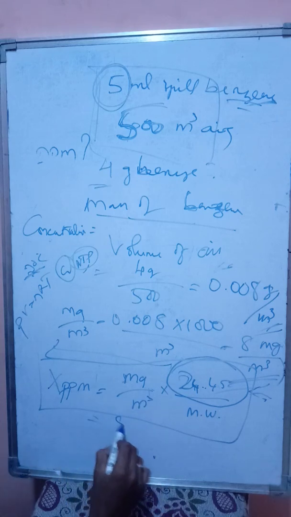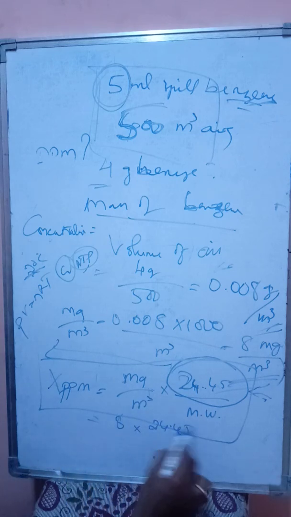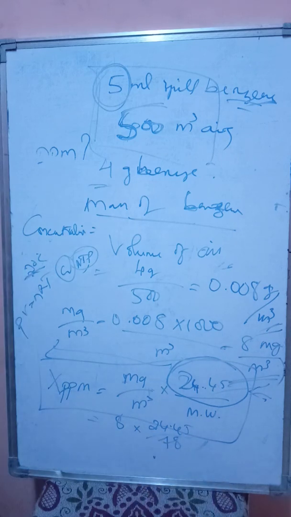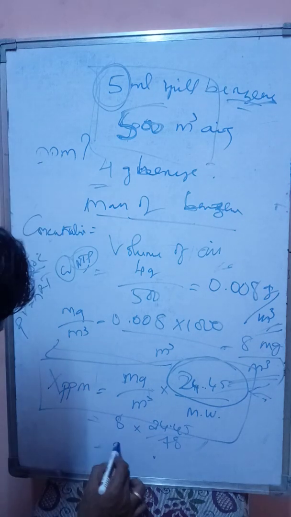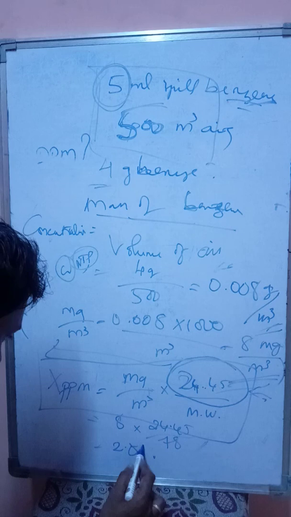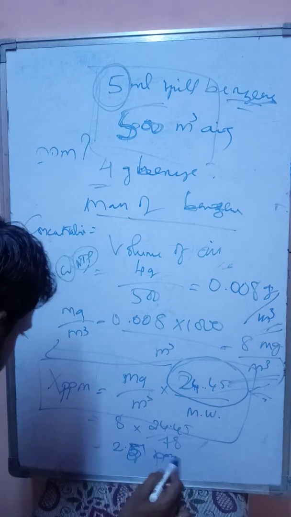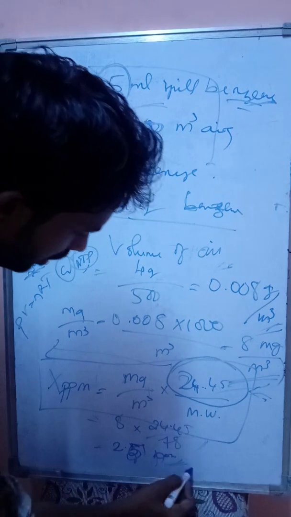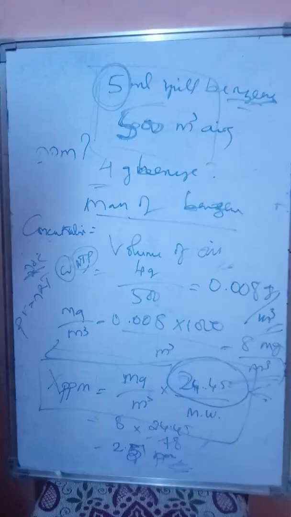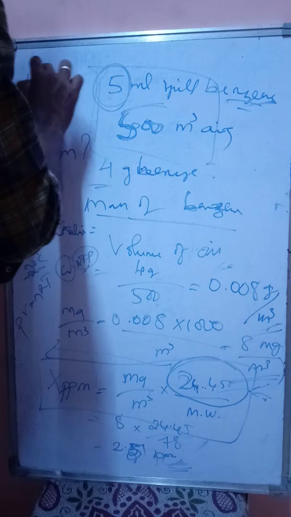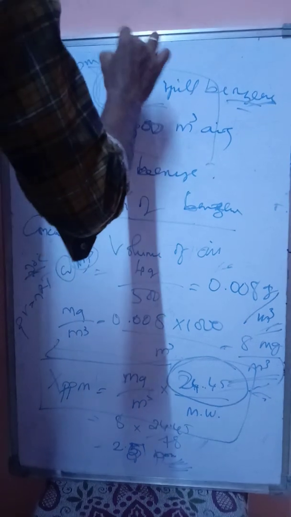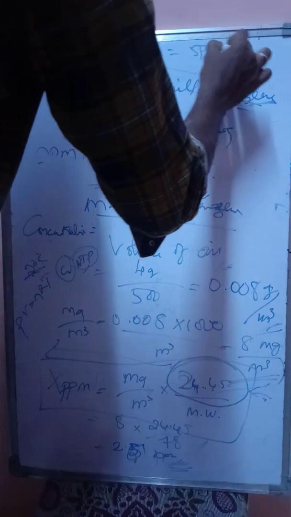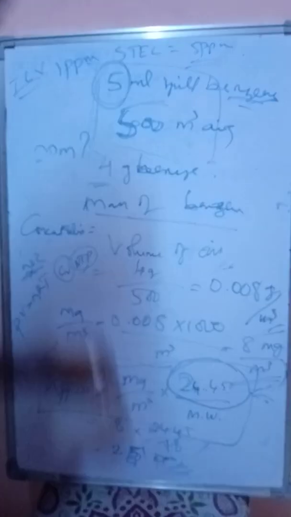When we go through the formula, 8 milligram per meter cube into 24.45, and the molecular weight is 78. If you calculate this, 8 into 24.45 divided by 78, it will be around 2.51 ppm. So 2.51 is too much, because we have TLV equal to 1 ppm and STEL equal to 5 ppm for benzene. You can say it is too much as per TLV.